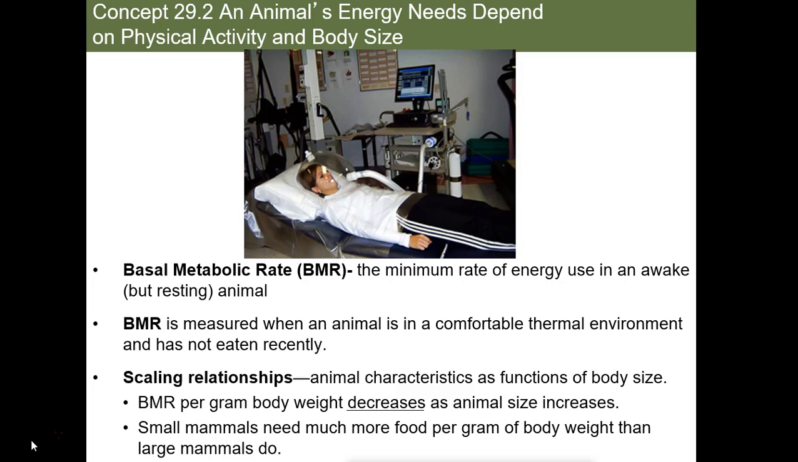Basal metabolic rate, or BMR for short, is the minimum rate of energy used in the awake but resting animal. BMR is measured when an animal is in a comfortable thermal environment and has not eaten recently. There is a scaling relationship with animal BMR in relation to body size. BMR per gram of body weight decreases as animal size increases. This means that small mammals need much more food per gram of body weight than large animals do.